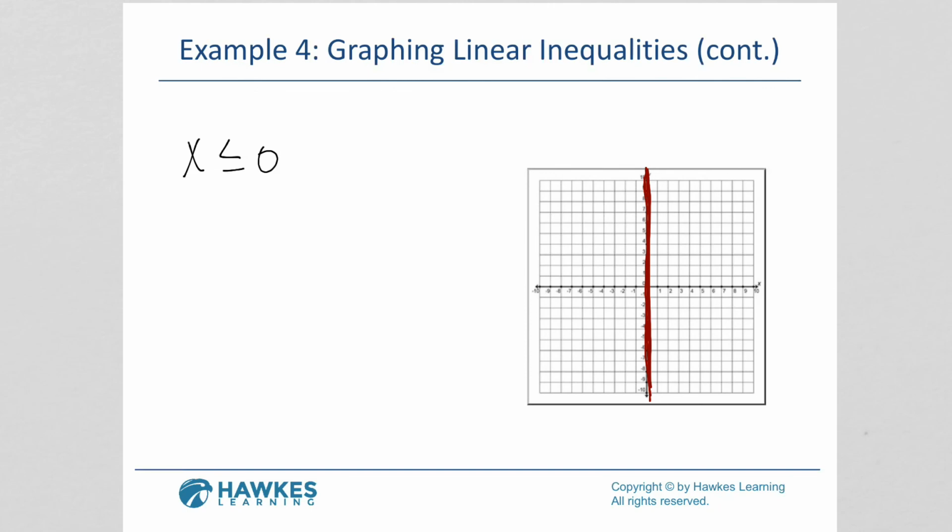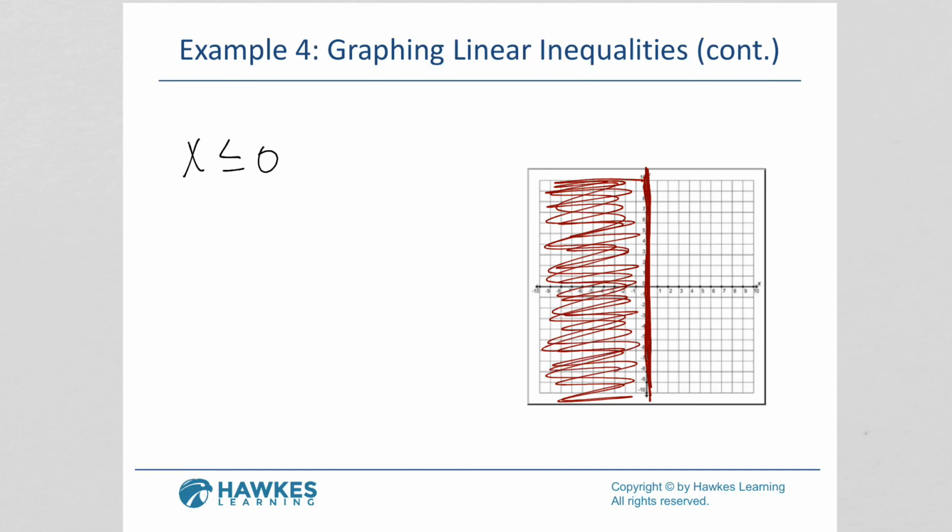And we're looking for values of x that are less than or equal to 0, which basically means negative numbers, so we're going to shade to the left. And that is your solution set to this inequality.